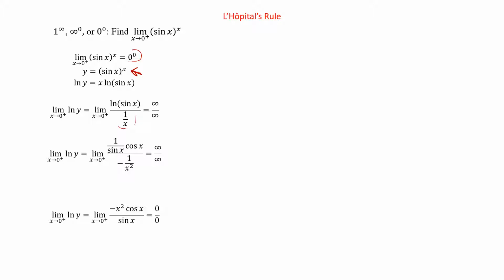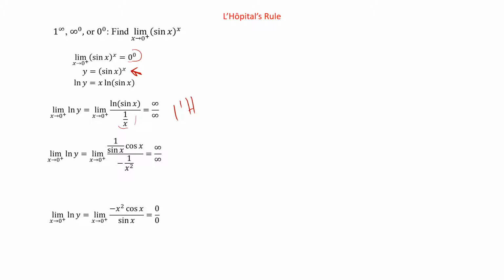We can take the derivative. So we can use L'Hopital's method. So natural log of something is 1 over something times the derivative of something. It's 1 over sine times cosine of x. 1 over x is just x to the negative 1. So that'll be negative 1 times x to the negative 2. And now plug in 0 again, and we get infinity over infinity yet again.